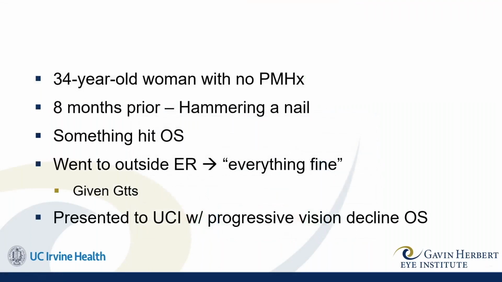So the final case I'll show is fairly interesting in that this is a 34-year-old woman who has no past medical history. 8 months previously, she had been hammering a nail, and something flew and hit her in the left eye. She went to an outside emergency room where they looked at her and said that everything was fine, and she was given some artificial tears and maybe some steroid drops and told to use those until she felt better. So she eventually presented to us at UC Irvine 8 months later with progressive vision decline in the left eye.